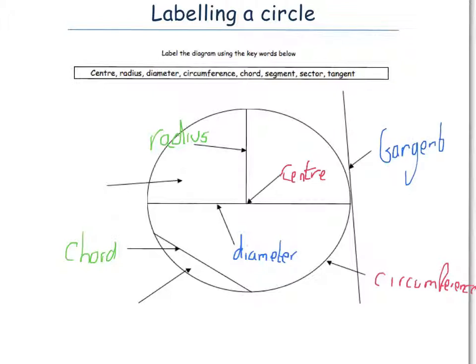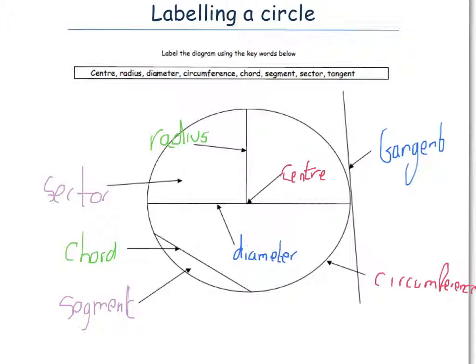Now you've got two other words we've not used. We've got segment and sector. Well, this section here is a segment, which is enclosed by the chord. So you've got a segment, and the final one is a sector. Now you're not very often asked to identify a segment or a sector. You are generally asked to identify a chord, circumference, radius, diameter or tangent.